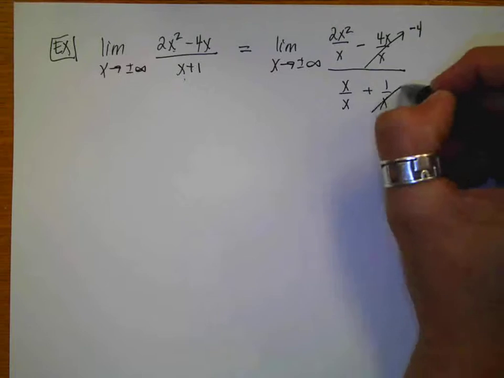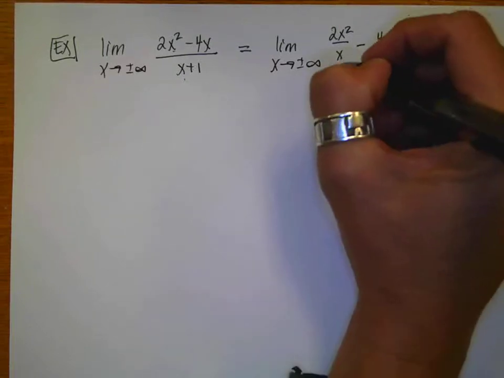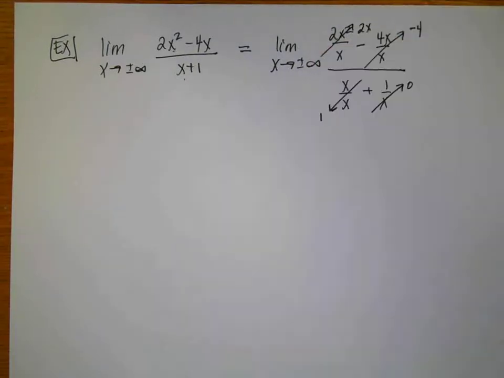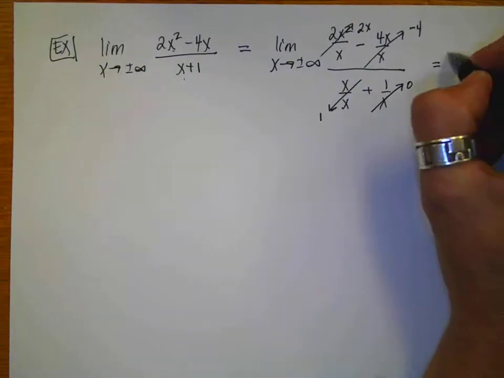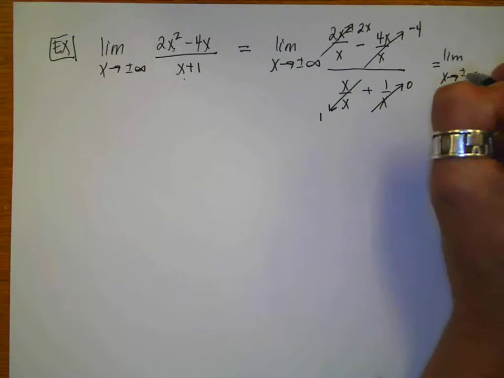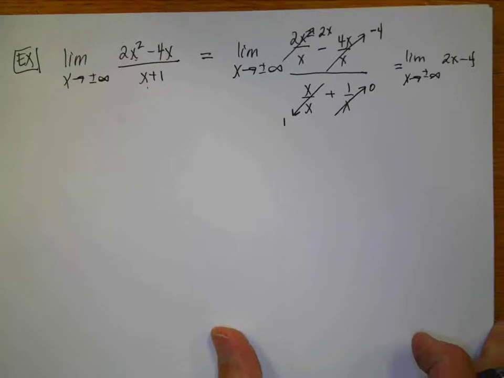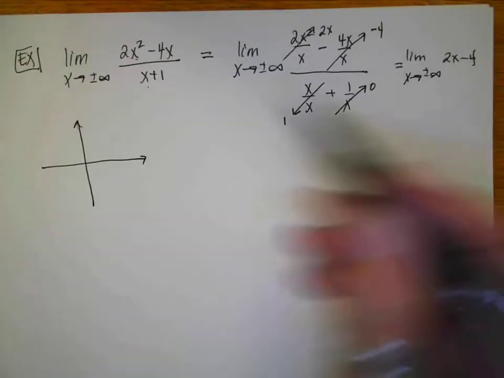Okay? If I do this guy, he goes to negative 4. This guy goes to 0. This guy goes to 1. And this guy goes to 2x. So in the denominator, I have 1 plus 0. So this is the limit as x approaches plus or minus infinity of 2x minus 4. Except you can't see the 4.